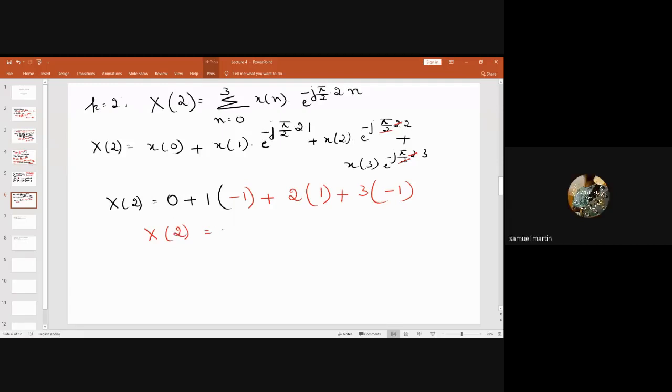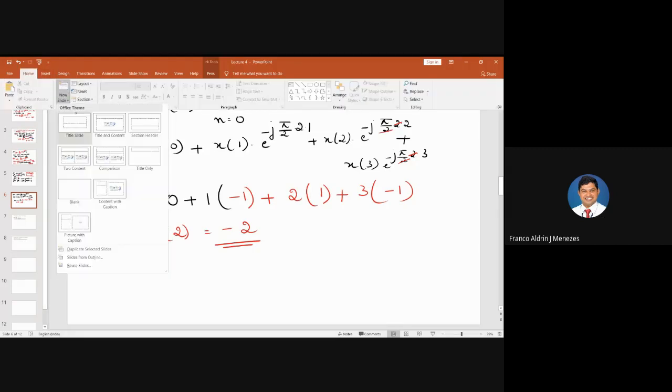Minus 2, sir. So x of 2 is equal to minus 2. And one more value is remaining for us, that is x of 3, when k is equal to 3, we have to find.